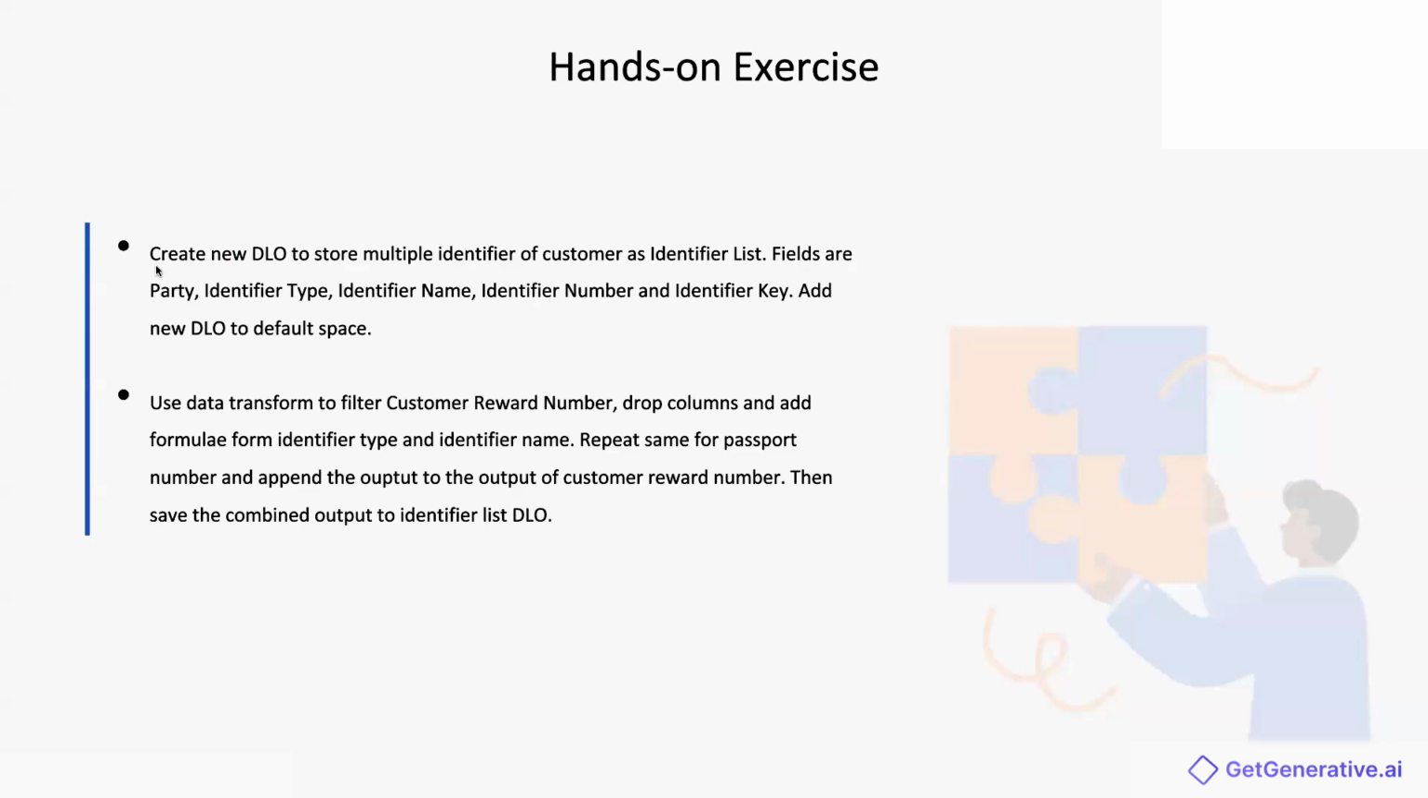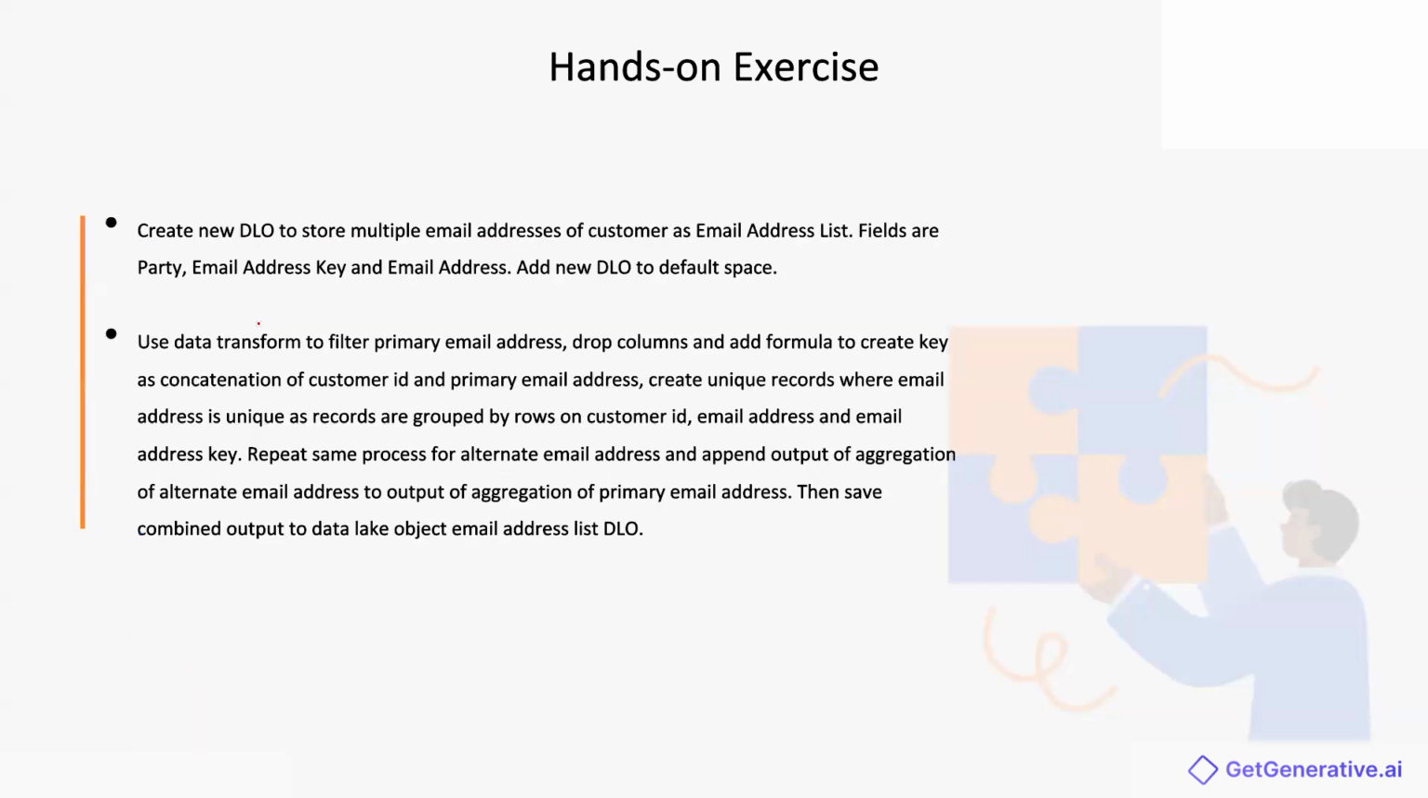Now, this hands-on exercise talks about creating a new data lake object to store multiple identifiers. I'd rather do the other one first because it has a limited number of email addresses and a limited number of columns, and then we'll come back to identifier. So create a new data lake object to store multiple email addresses of a customer as email address list. The fields should be party, email address key, and email address. Add the new DLO to the default space.